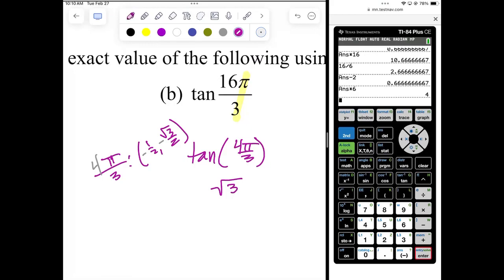Just the square root of 3. Not only do the 2's divide out, but here the negatives divide out. Negative over negative is a positive. So tangent of 16 pi thirds is the square root of 3. We can verify that if you want.